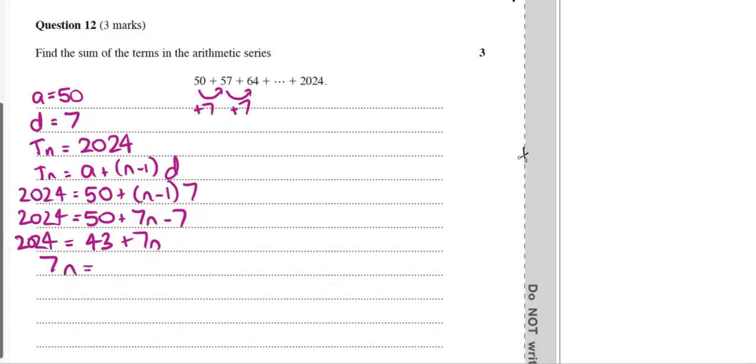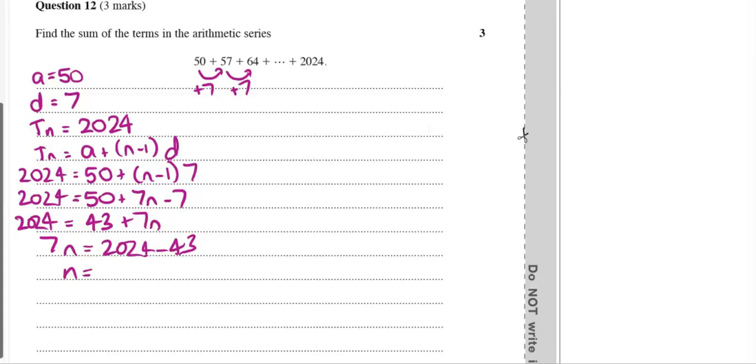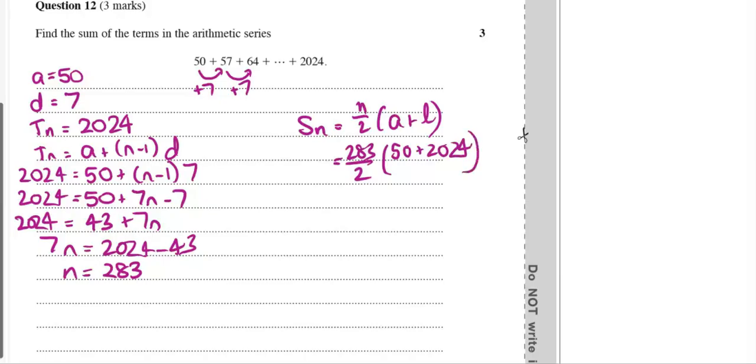So 7n is the difference between those two numbers. So use your calculator. Okay, so put that in your calculator and you'll get n equals 283. So that's helpful. Now we can just use the formula for the sum given the first and last term. So it's 283 over 2 times 50 plus 2024. We'll get an answer of 293471.